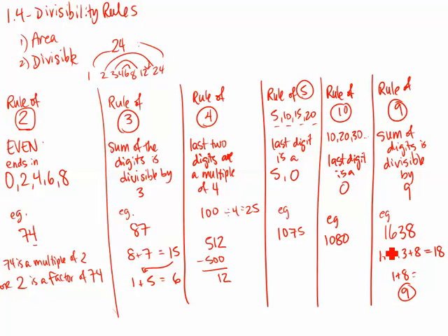So just to review, these are the rules. There are other rules for 6, for 7, and for 8. 6 is pretty simple. We won't go over these in class. 7 and 8 are a little bit more tricky, but they do exist, and so you can look them up as extension homework if you wanted to. But at least know the rules for 2, 3, 4, 5, 10, and 9, and you should be good.